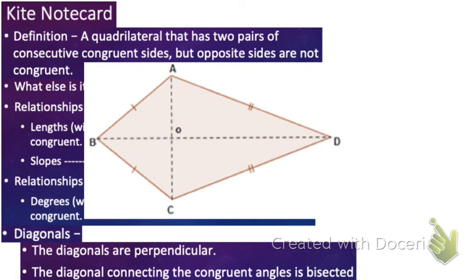Diagonals are perpendicular, meaning they form what kind of angle with each other? Right angle. And the diagonal connecting the congruent angles, which diagonal would that be here? A to C or B to D? Which diagonal is connecting congruent angles? There's one pair of congruent angles. Did you say A to C? Yes, you're right. A to C is connecting congruent angles because angle A and angle C here would be congruent.